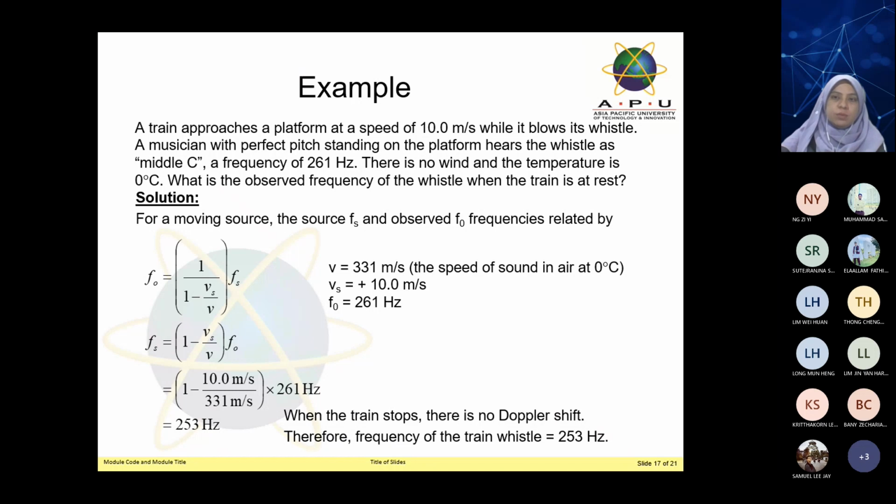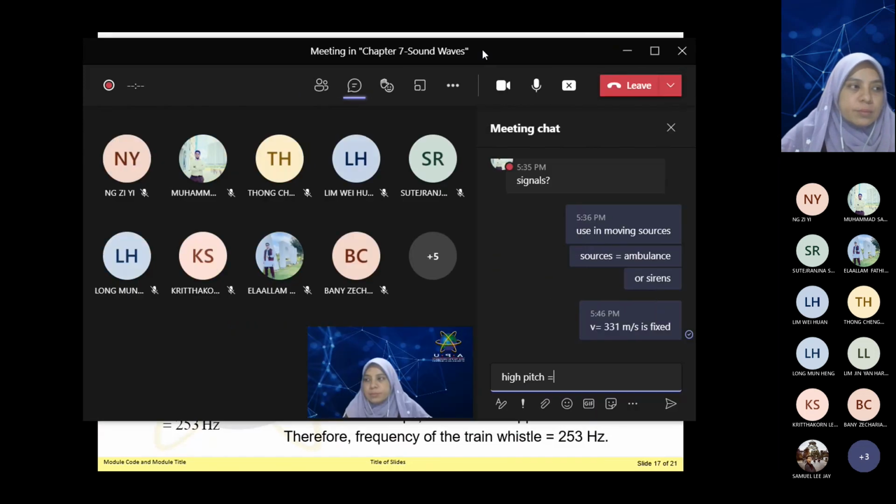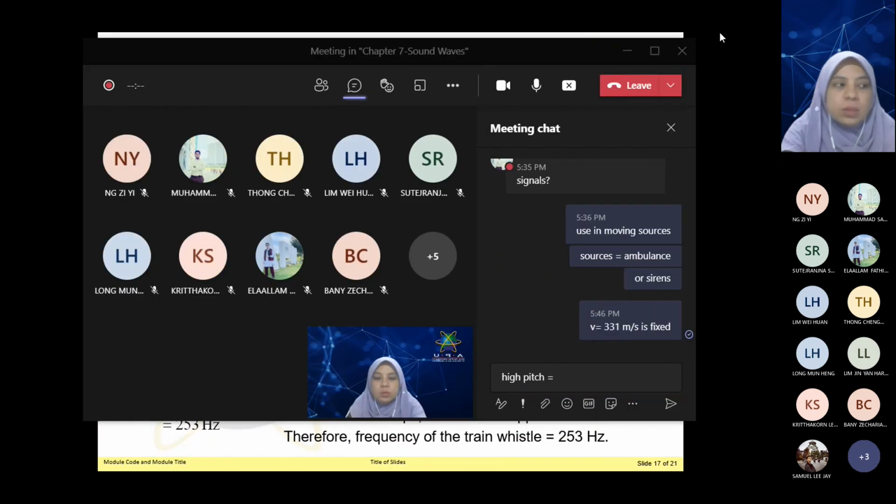So what did you observe from the video just now? The second video is about the wavelength. As the ambulance moves, the wavelength also changes. High pitch, just now they mentioned, equals high frequency, right?